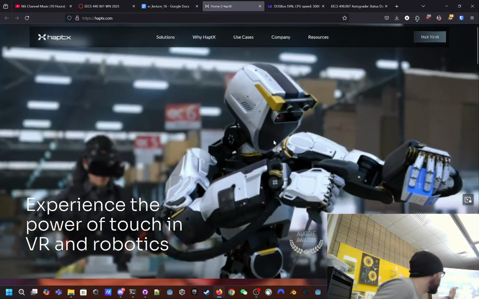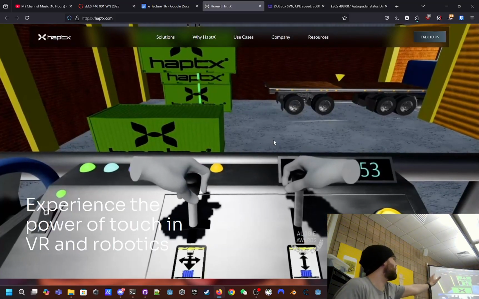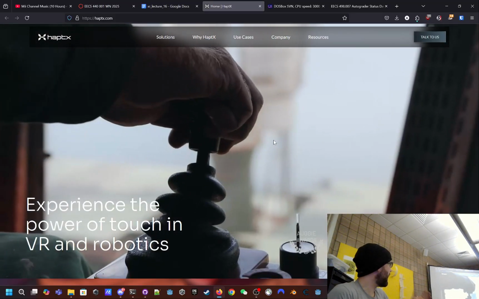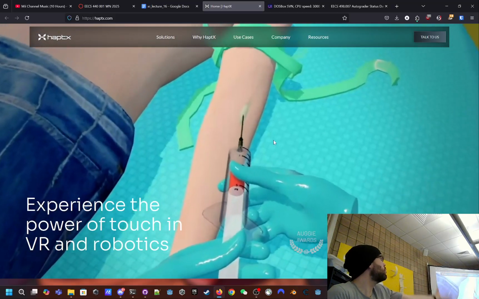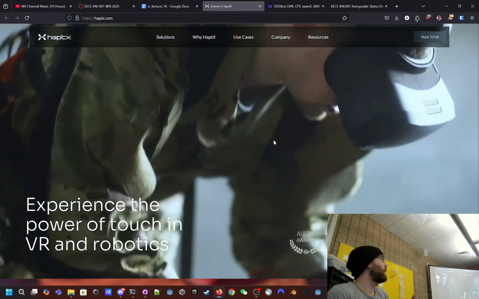So if you didn't gather it from the footage, this is basically a big vacuum system that pumps and actuates and moves air around these gloves.